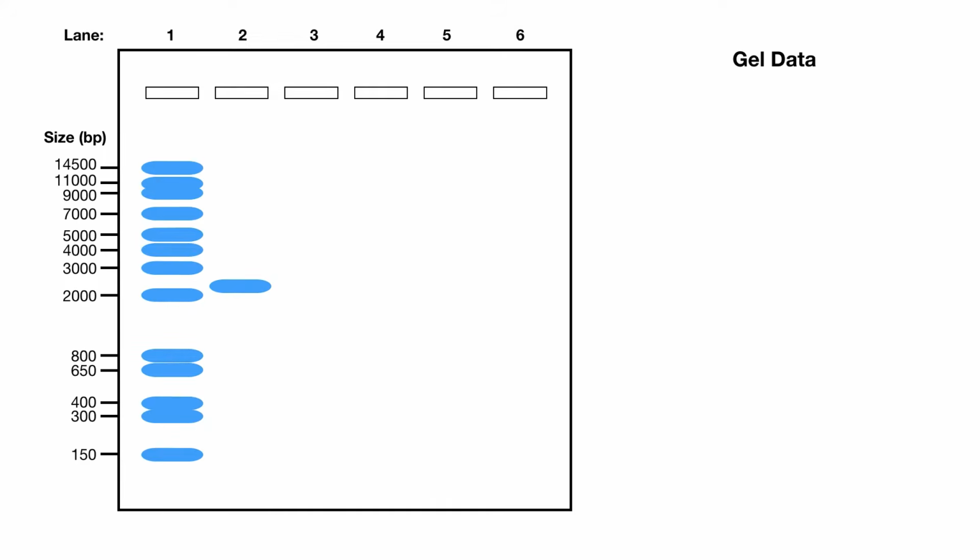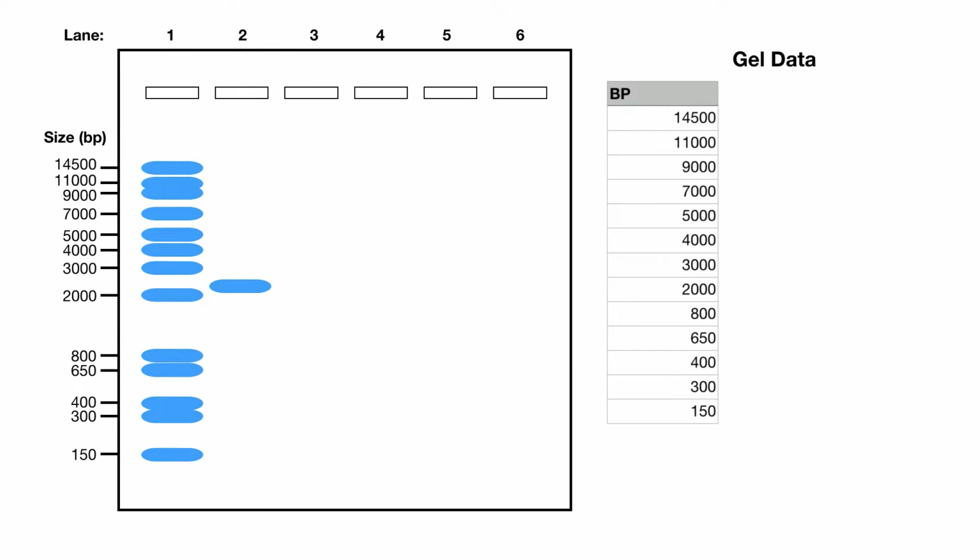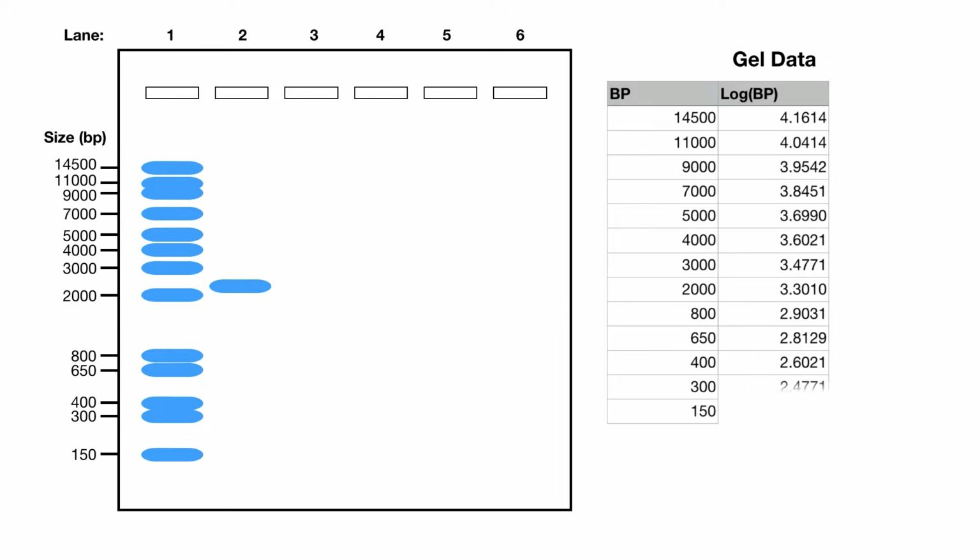Now we need to start collecting data from the gel, because what we want to do is plot a calibration curve. Now we know the size of the DNA fragments in the DNA ladder, so we put that into a table and we convert these sizes to the log value. The reason we do this is because when we plot the graph, this means we will get a straight line as opposed to a curve.